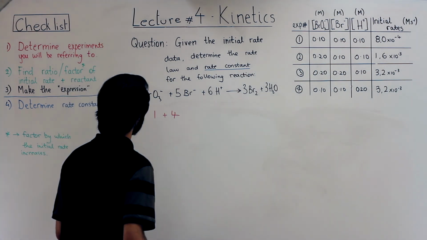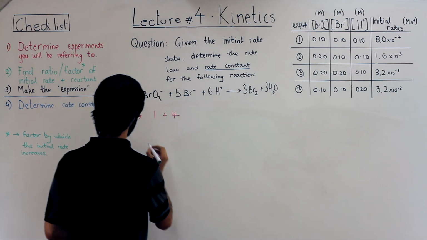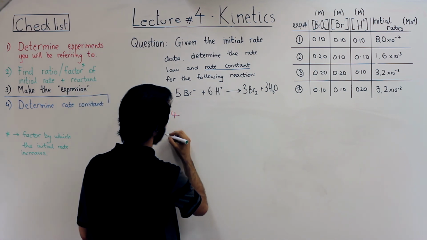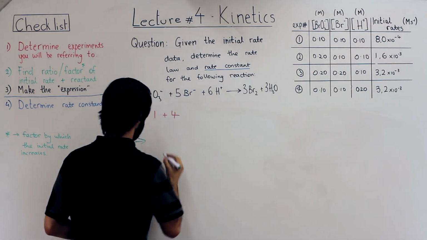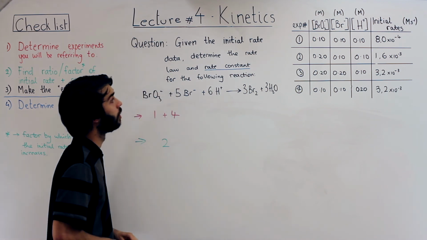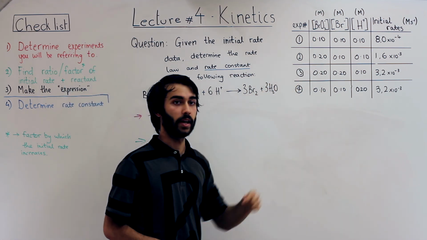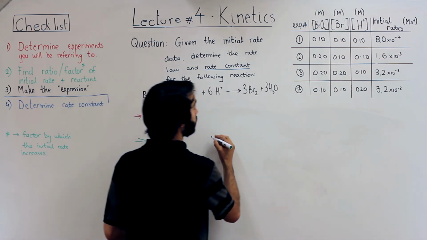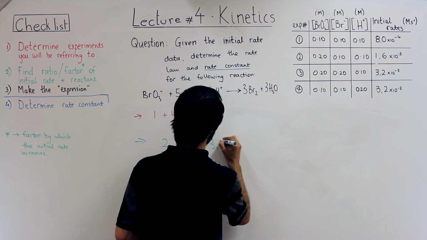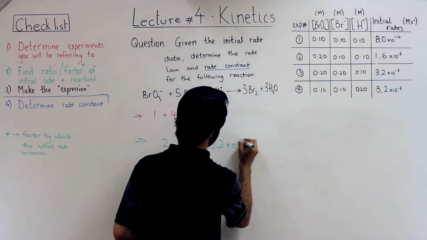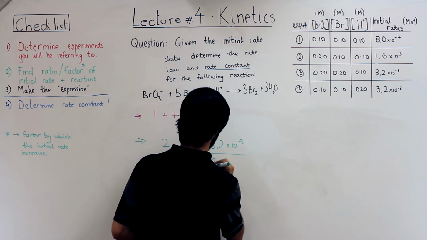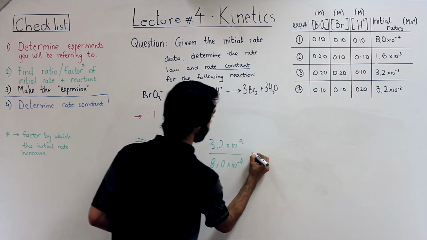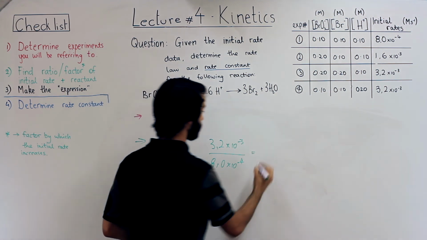Our second step, in finding our ratio, repeating the same steps as we did previously, we'll see that the reactant has increased by a factor of 2. However, looking at the initial rate, there's a much bigger difference than a factor of 2. So let's simply work this out. We have 3.2 times 10 to the minus 3 over 8 times 10 to the negative 4. This comes out to be a factor of, in fact, 4.